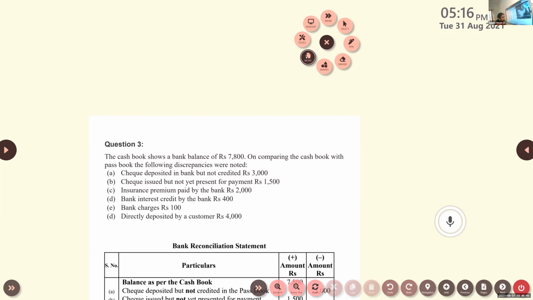Check is issued by the business, but it is not presented for payment. That means money from the bank account has not gone. It is not withdrawn. The business has given that check paper. The document is given, but that doesn't mean that amount got reduced from the bank account. It is still there in the bank account.